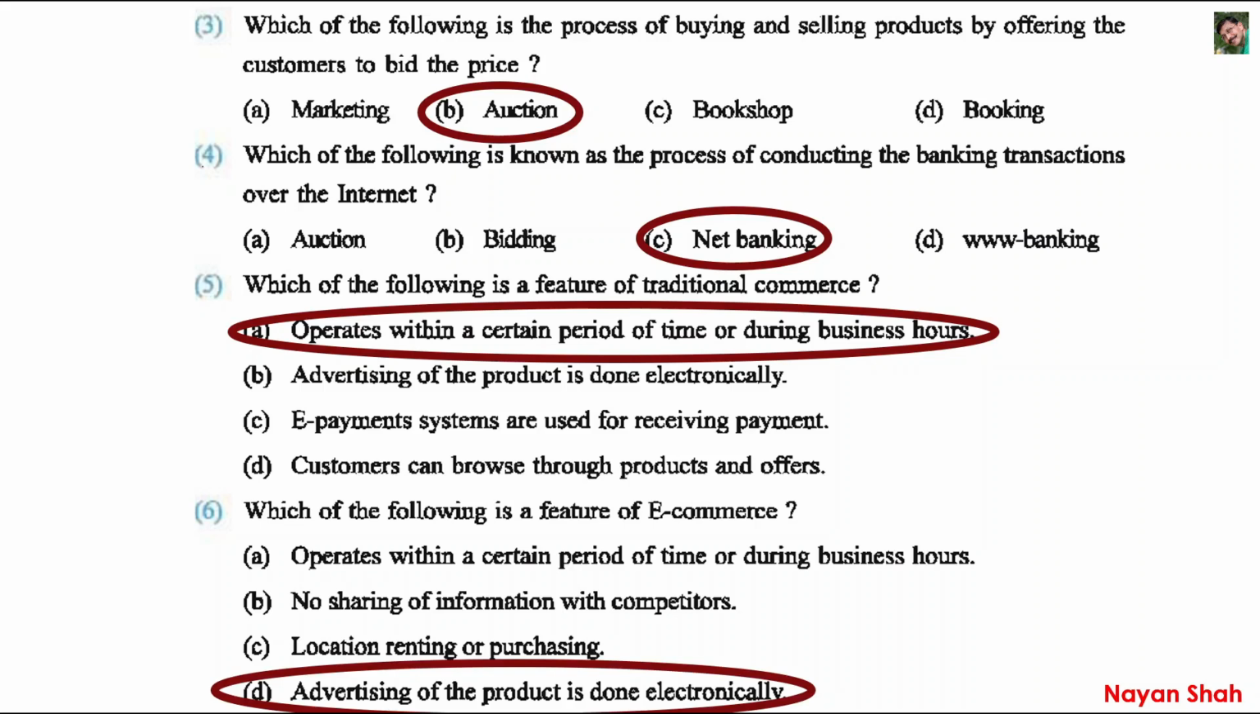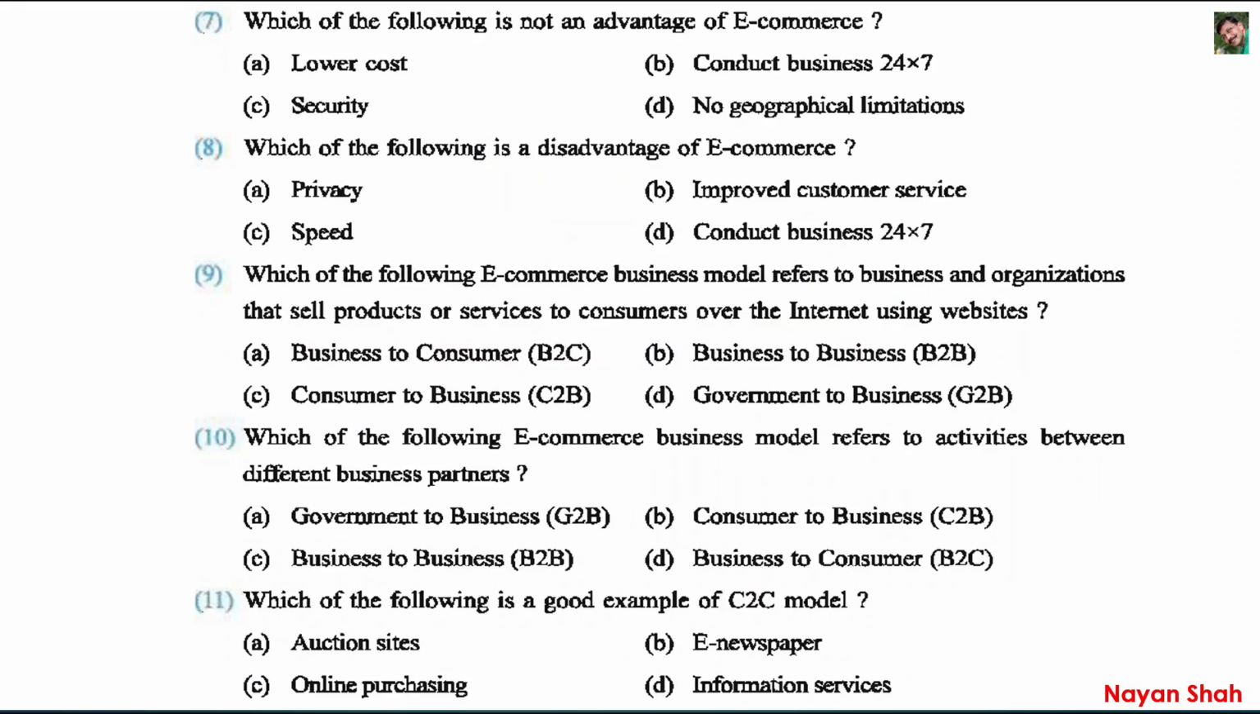Moving over to the next question, question number 7, chapter 4, introduction to e-commerce. Which of the following is not an advantage of e-commerce? Now, not an advantage. There are many advantages of e-commerce. Which one of the following is not an advantage? Lower cost is an advantage. People get products at lower cost online when they purchase through e-commerce. Conduct business 24/7, that is also an advantage of e-commerce.